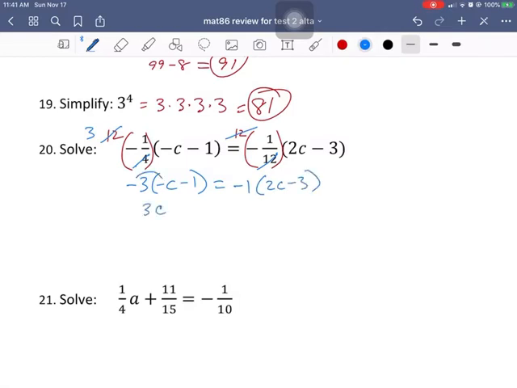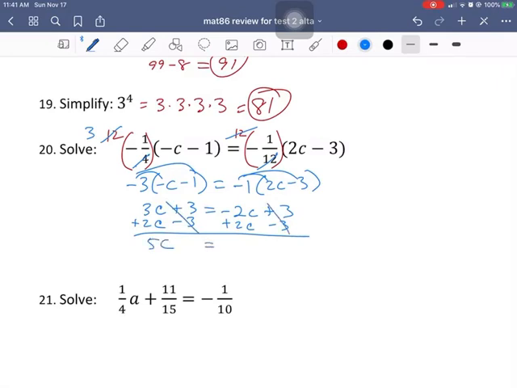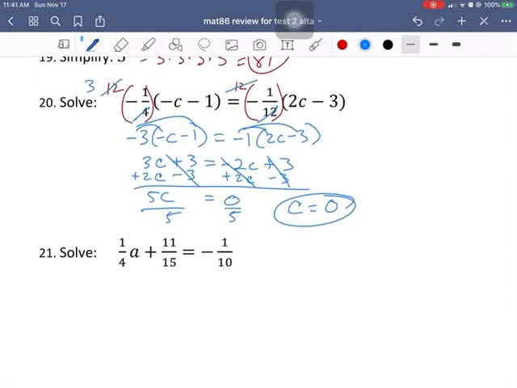Distribute: a negative times a negative is a positive. Negative times a positive is a negative. And then another positive. Be careful with those, right? Negative times negative is positive. One negative is negative. Then you move the 3 out of the way. You move the 2c back this way. So this is 5c, and this is gone. Okay, follow the process. That answer is 0.